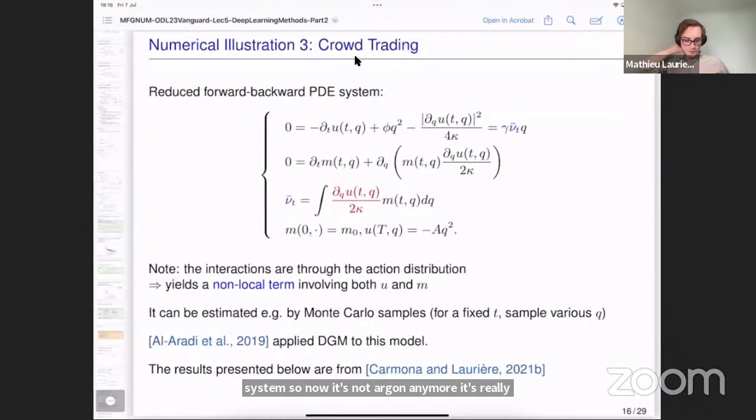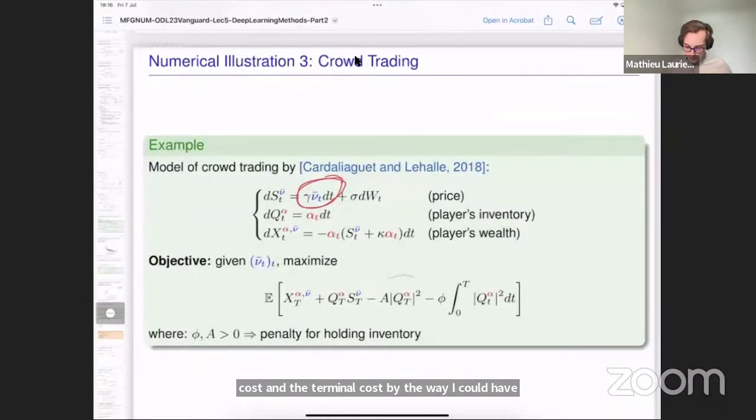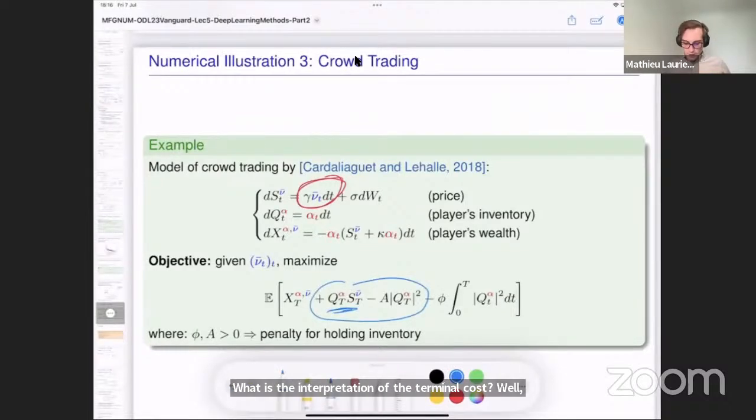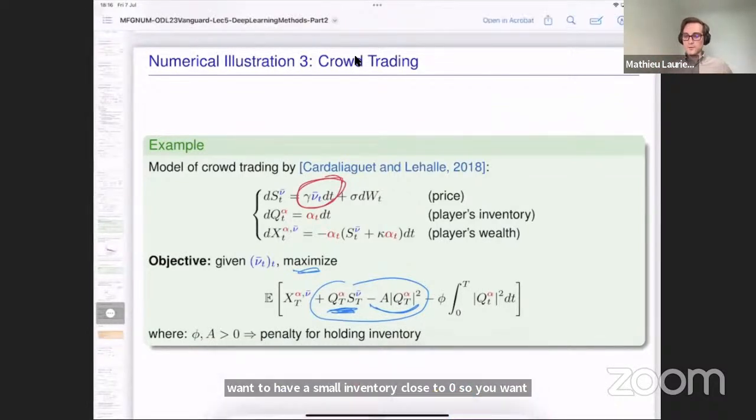You have a terminal cost, and the terminal cost, by the way, I could have mentioned that. What is the interpretation of the terminal cost? Well, you get, oh sorry, actually you want to maximize. So this is a terminal payoff. So you want to maximize the product of your inventory and the price of the stock. This is more or less cash if you want, but you want to minimize your position. So you want to have a small inventory close to zero. So you want to basically liquidate, almost liquidate when you are close to the time horizon.